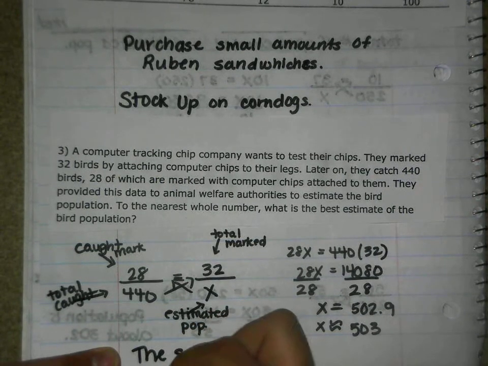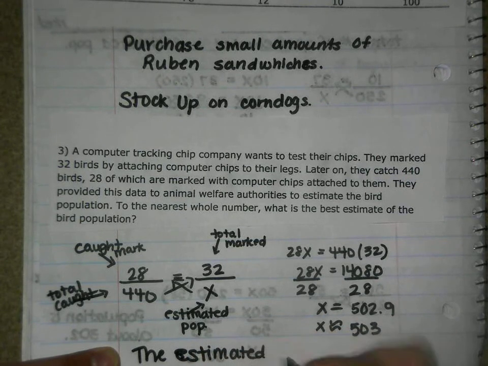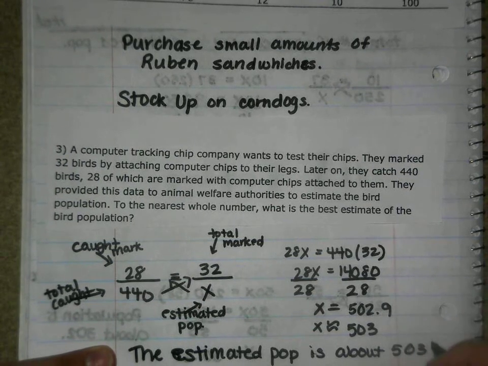So our estimated population is about 503 birds, right? All right.